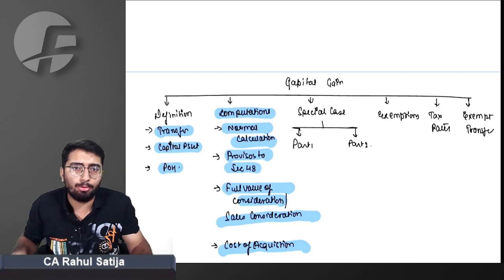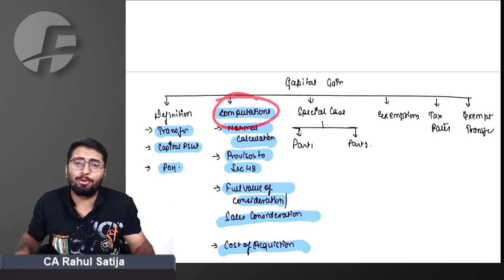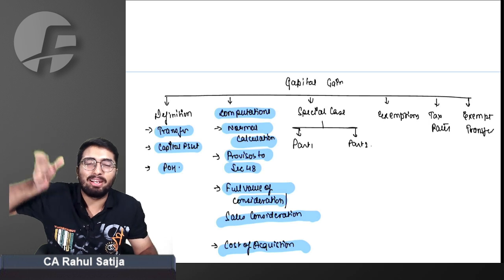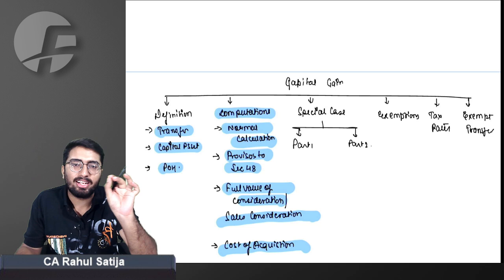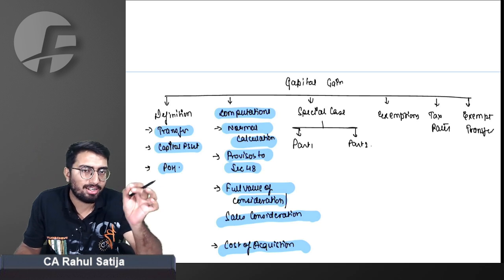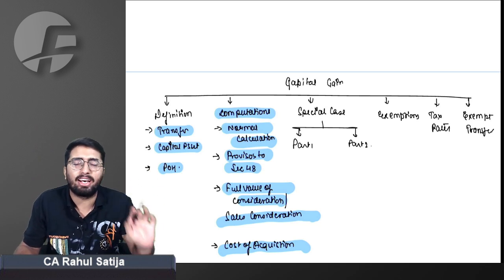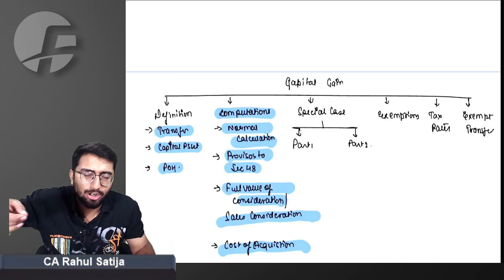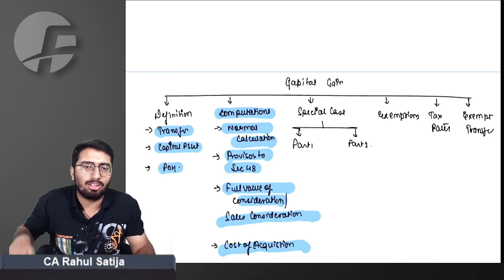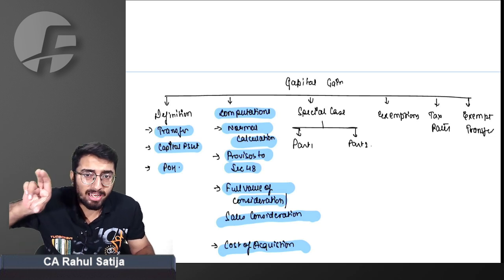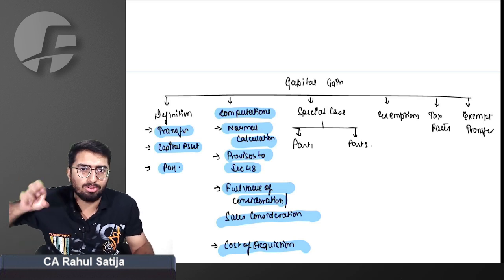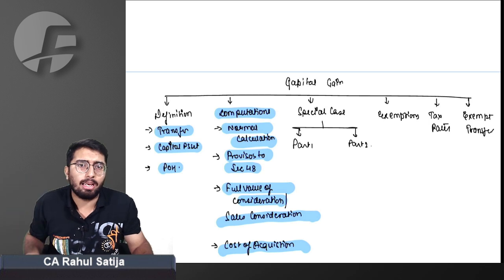After completing the definition portion, we came to computation portion where we were taught how capital gain is computed. Simply considering sales consideration, reducing transfer expenses, arriving at net consideration and reducing cost of acquisition, cost of improvement, we arrive at capital gain. Depending upon period of holding, it is whether long-term capital gain or short-term capital gain, we tax it accordingly.